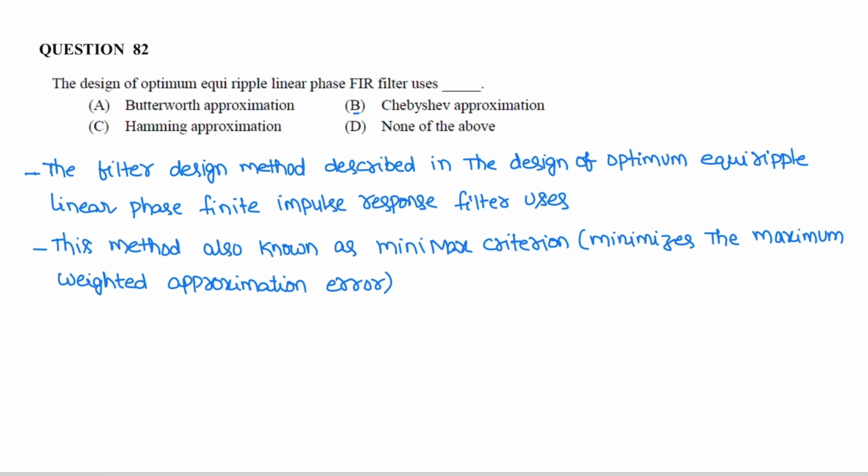Next question. The design of optimum equiripple linear phase FIR filter uses Chebyshev approximation. The filter design method described for the optimum equiripple linear phase finite impulse response filter uses Chebyshev approximation. This method is also known as the min-max criterion, which minimizes the maximum weighted approximation error. So that is the min-max criterion.